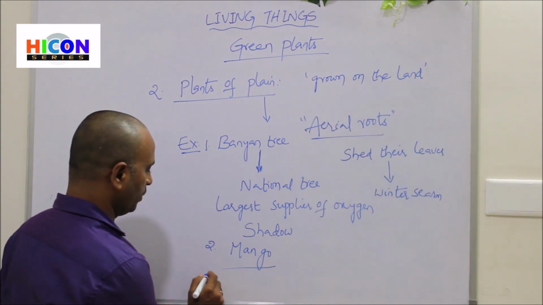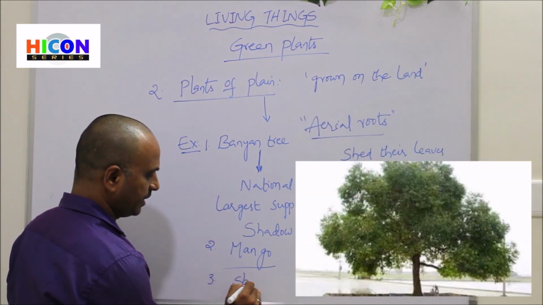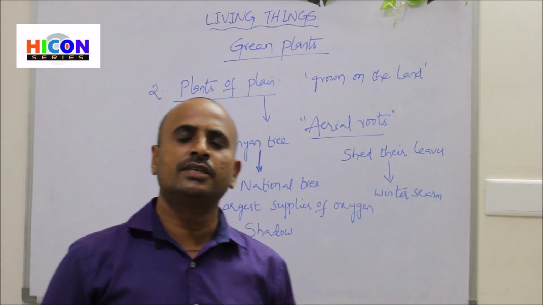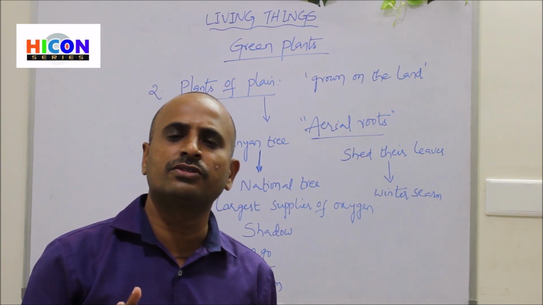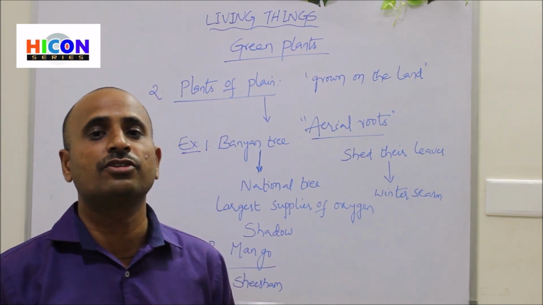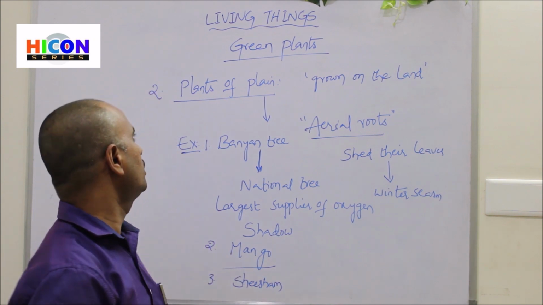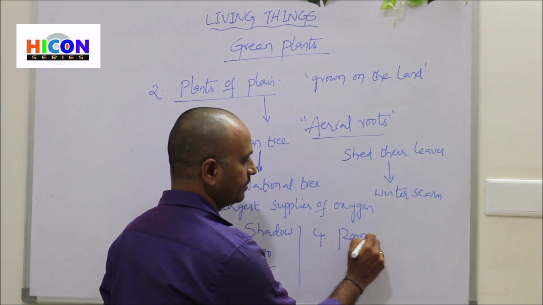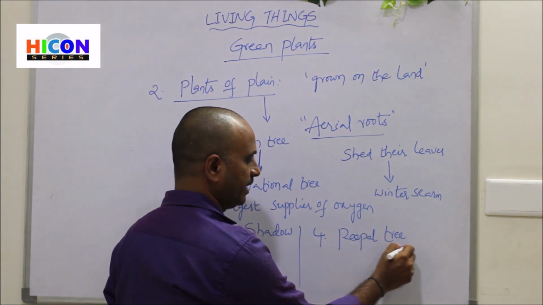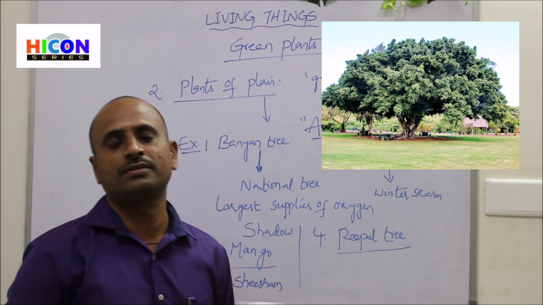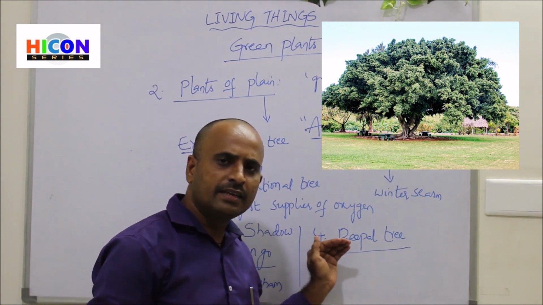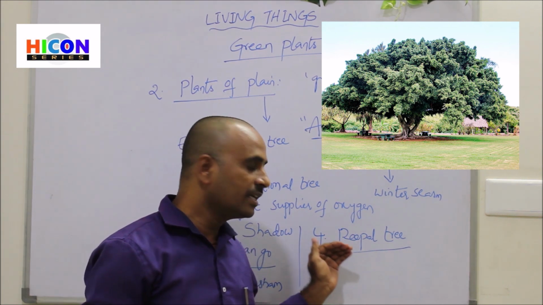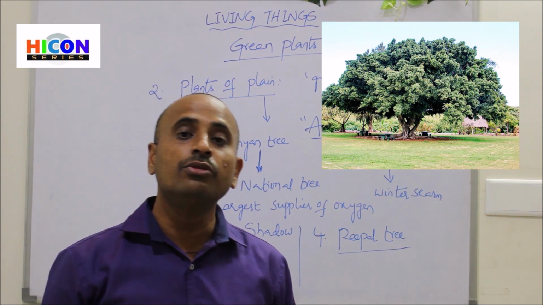And another example is the sesame tree. Look at the picture, you are observing a sesame tree. It also looks just like a banyan tree, and it is also a huge tree. Another example for the plants of plains is the peepal tree. All of you observe this tree especially in temples, because it is treated as a sacred tree. It has a significant importance in Hindu mythology.